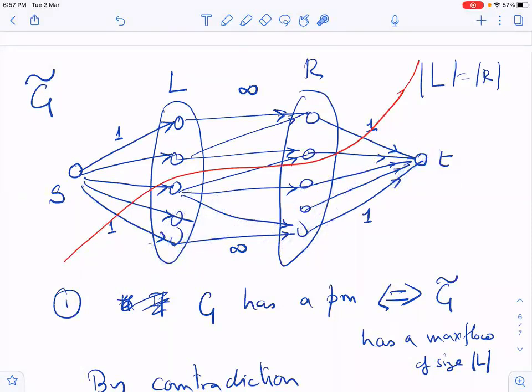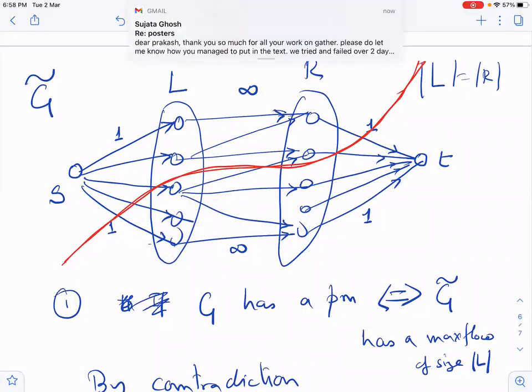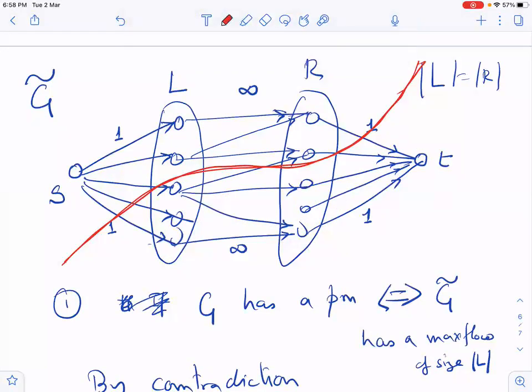So this red line that I have drawn is a generic cut you can think of. A cut will look like this, an S-T cut. I'm not telling what will be there. Fine. Now, what is the property that is there? That the size of this cut is less than L.